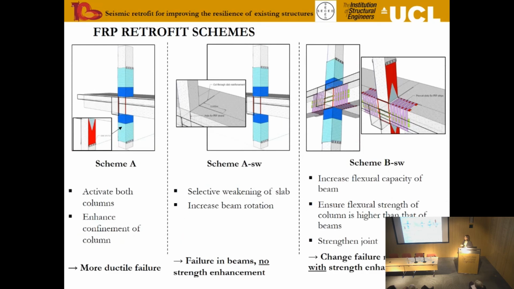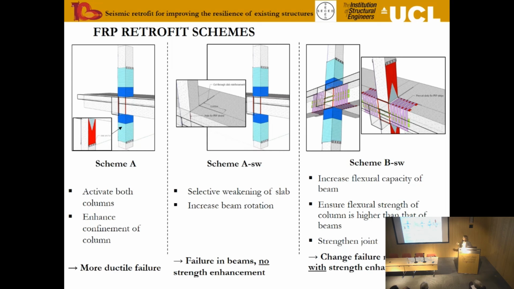With that in mind, we decided to come up not with just one strengthening scheme, but to look progressively and systematically at 3 different strengthening schemes with very different objectives, taking one step at a time. In scheme A, because the damage had happened within the top column, we wanted to increase the strength and mainly the ductility of the structure by connecting the top column and the bottom column. Because all of the damage was concentrated in the top column, we wanted to activate also the bottom column.